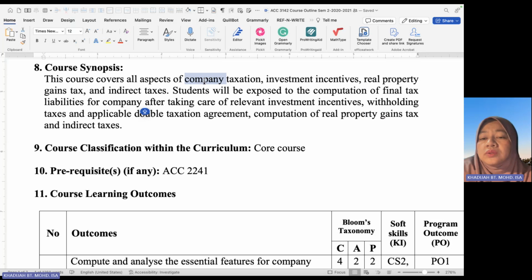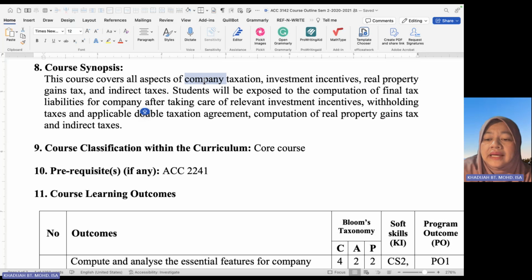We will also look into investment incentives. These investment incentives are the tax mechanism that companies can make use of in order to reduce their tax liability. So what are the incentives available? What are the criteria for a company to apply for those incentives? These are the topics that we look into.